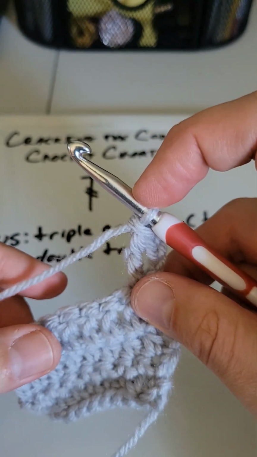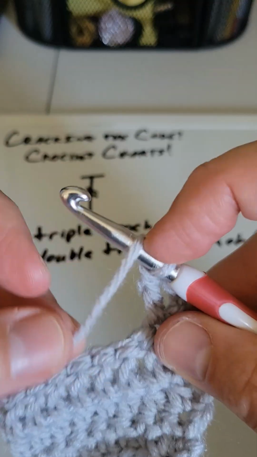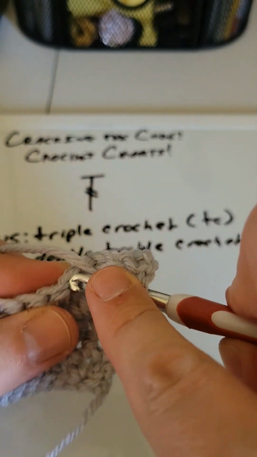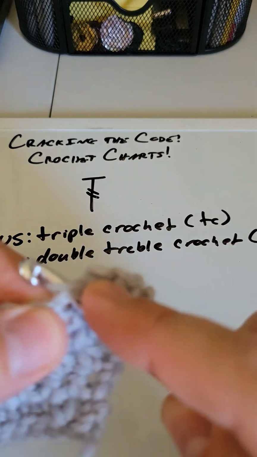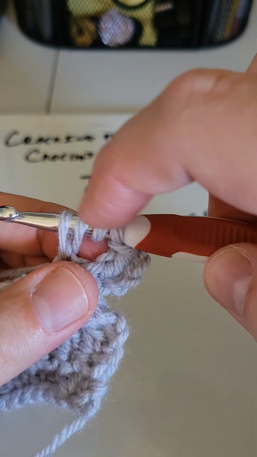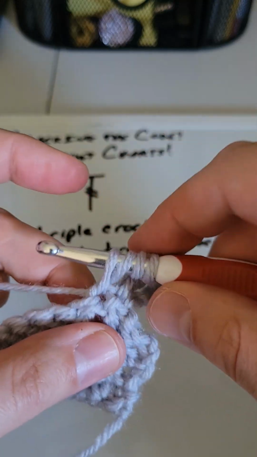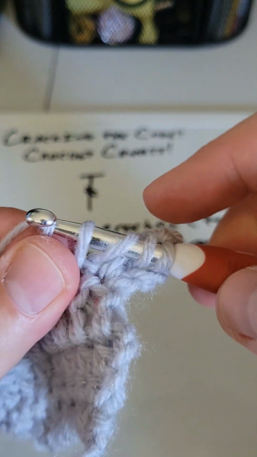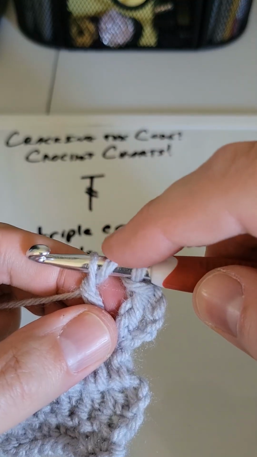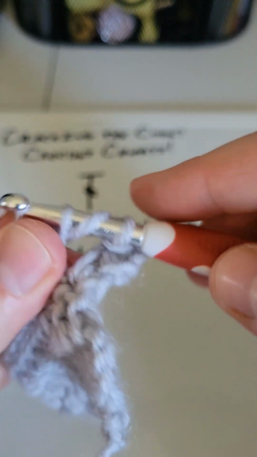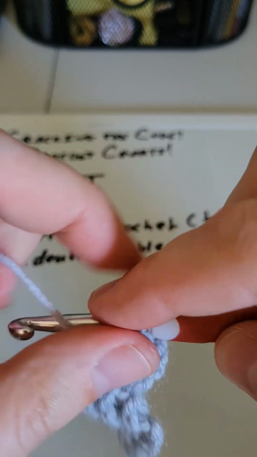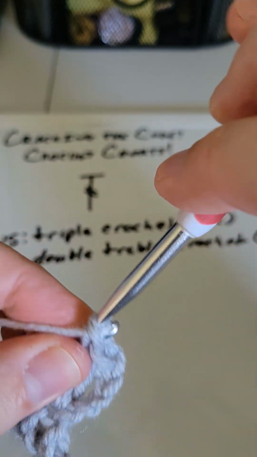So let's go ahead and do that one more time. Yarn over twice, and then insert your hook into the next stitch of the row. Pull that yarn through, and then you're going to have 4 loops, 1, 2, 3, 4 on your hook. Then yarn over, pull through the first 2 loops. Then you'll have 3 loops remaining on your hook. Yarn over, pull through the next 2. Then you'll have 2 loops remaining on your hook. And yarn over, and then pull through the final 2.